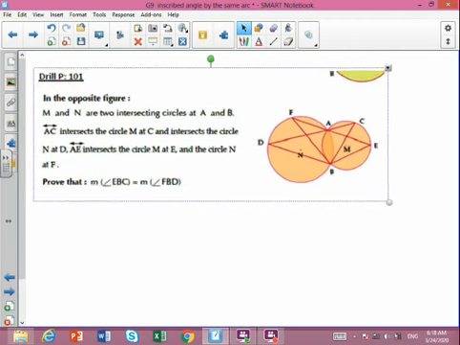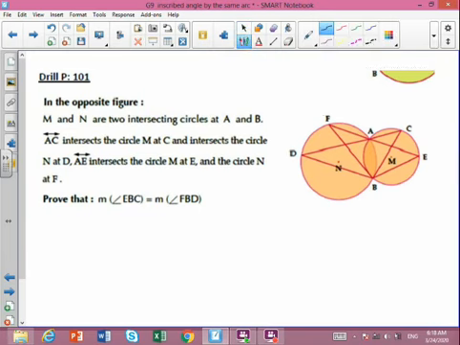I'll make it also bigger. I have M and N, two intersecting circles at A and B. AC intersects the circle M at C and intersects the circle N at D. AE intersects circle M at E and circle N at F. Prove that EBC equal to FBD. Wow. You'll tell me, miss, they are so far from each other. And this is in a circle and this is in another circle.